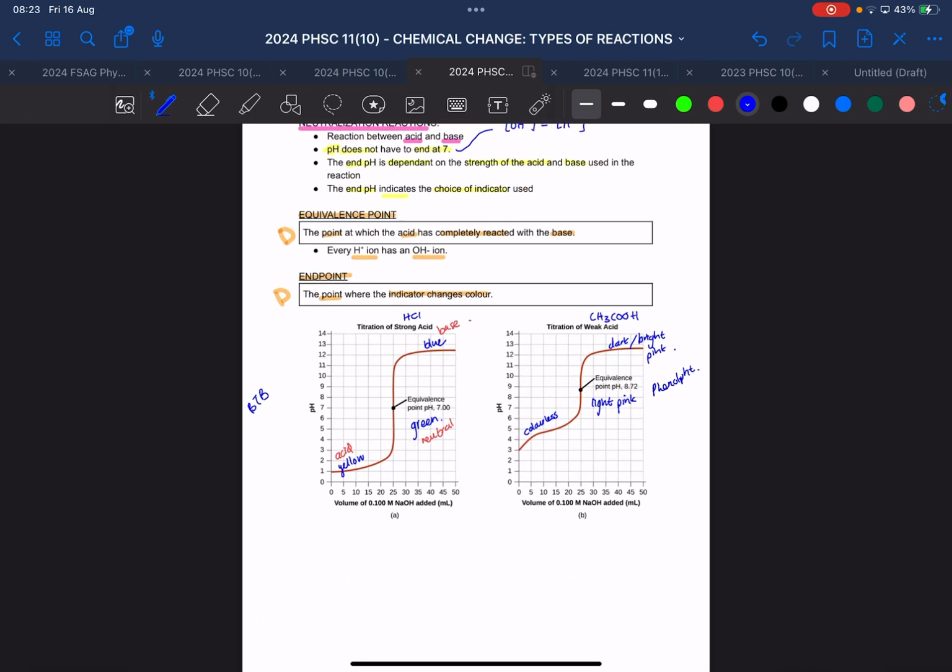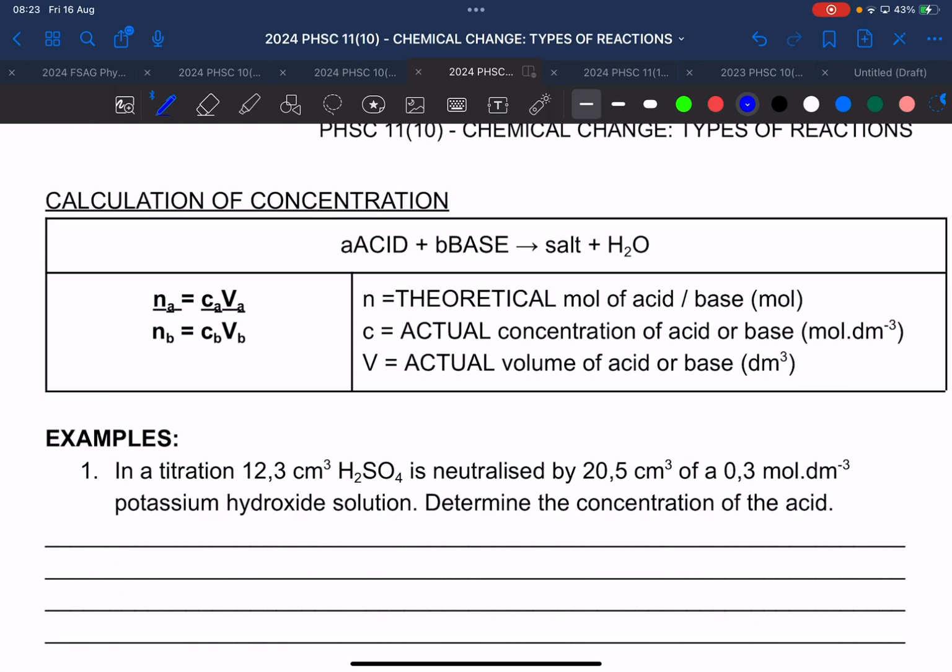Okay, right. Now we're going to do calculations because I told you the aim of this experiment is to calculate an unknown concentration. To calculate that unknown concentration, we're going to use this formula. Now, that equal sign must not be there.